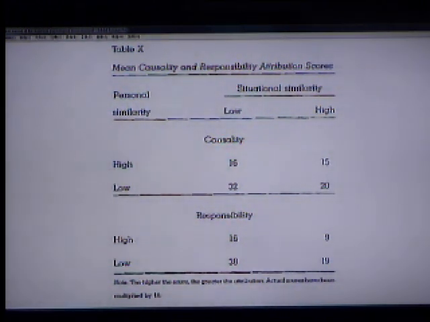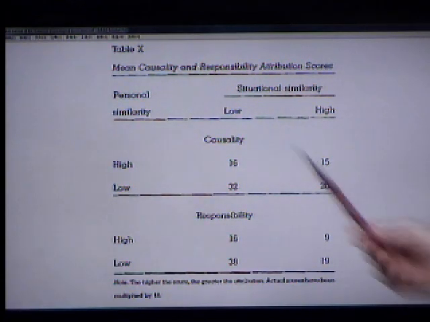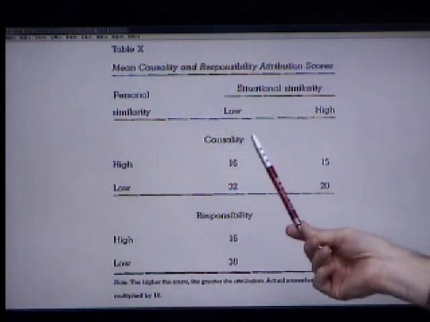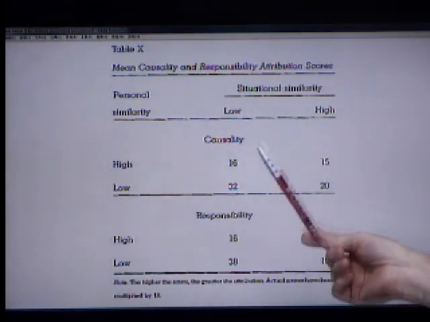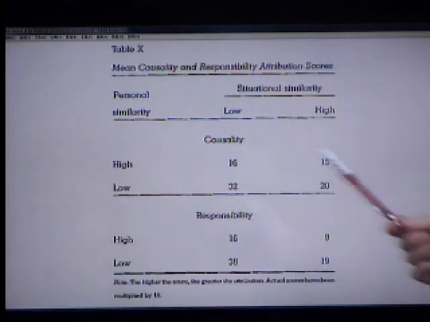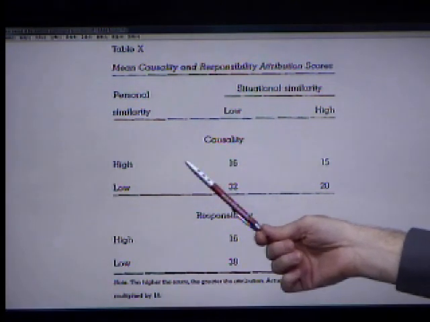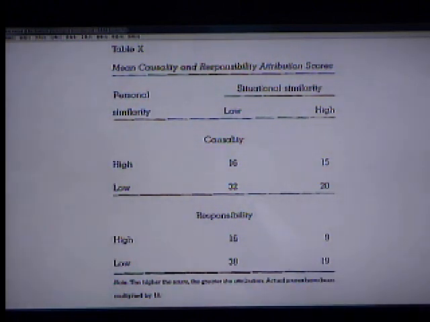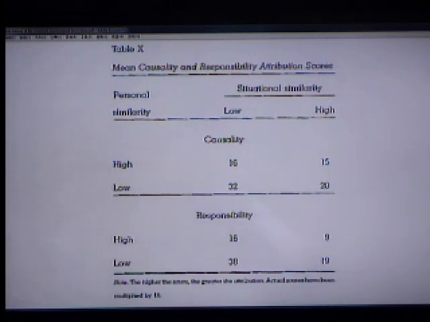Now, what is this? This is the mean causality and responsibility attribution score. So it's a mean score. So in the group of low situational similarity and in the group of personal similarity, we have in the causality score a mean of 16. Not 16 people, a mean of 16. That's what that's telling us. Confused?